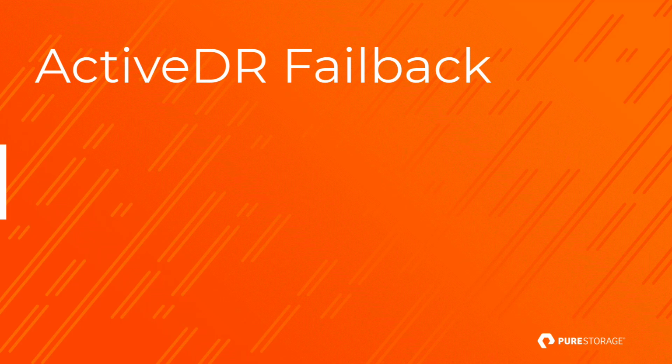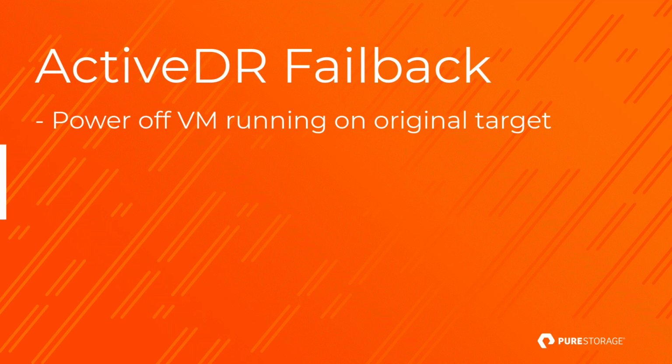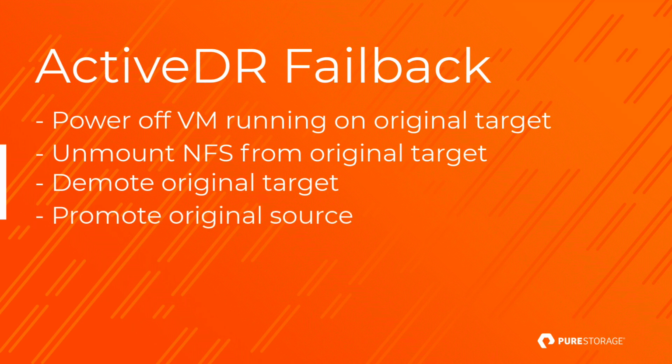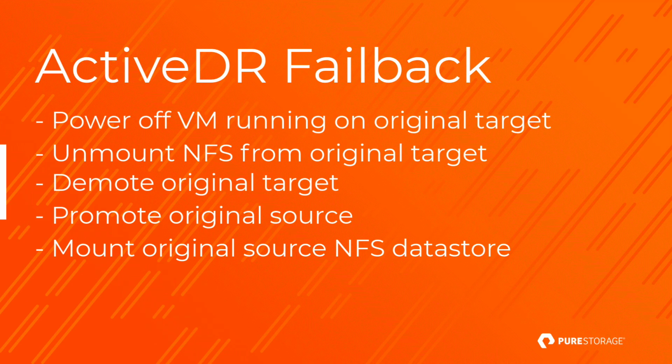Now we're going to do our ActiveDR Failback. So first, we're going to power off the VM running on the original target. Then we're going to unmount that NFS data store from the original target. Now that we've cleaned up the objects, we're going to demote the original target. We're going to promote the original source. And finally, we'll mount the original source NFS data store, power on that VM and check it out.